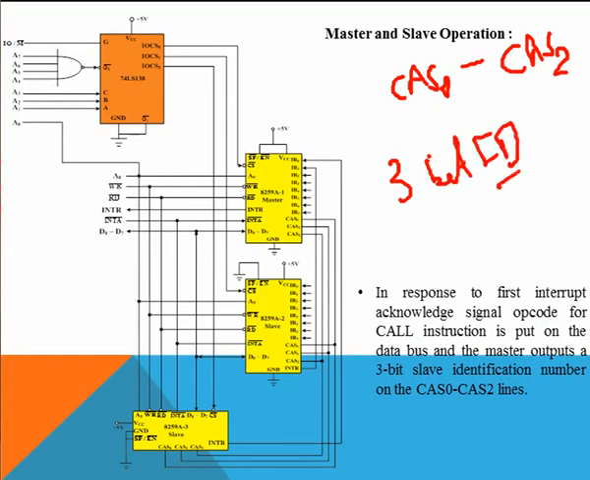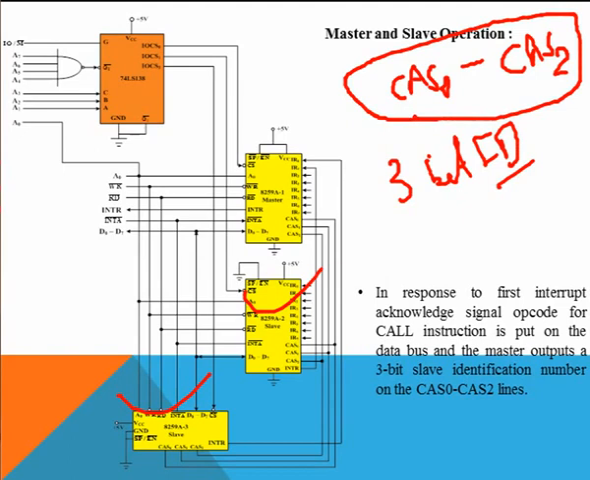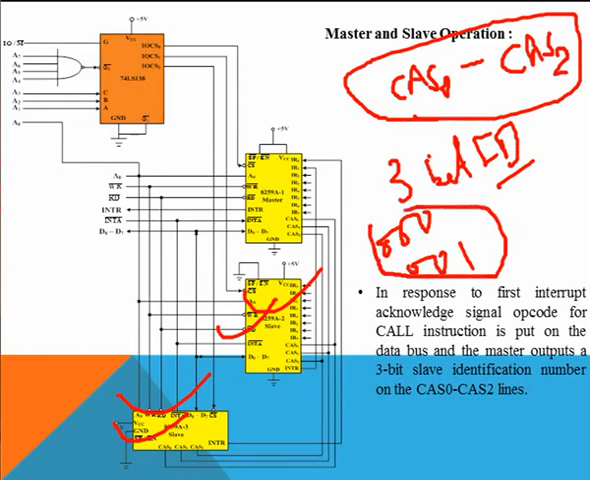Sending this 3-bit identification number enables the slave. Here the address is a combination of the CAS0 to CAS2 pins. Since there are two slave 8259s, their addresses may be 000 and 001. The master will send this identification code to the slaves, and each slave will compare it with its own code of the cascaded pins to know whose interrupt request is accepted.